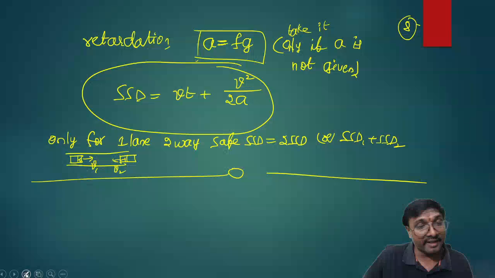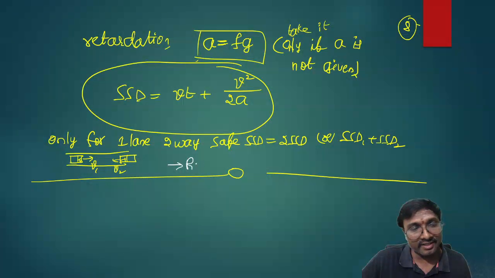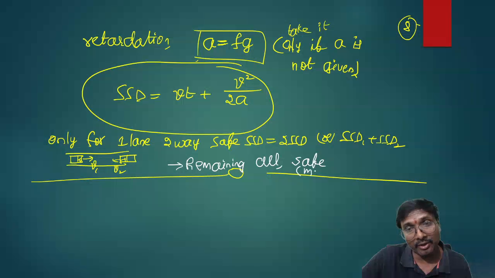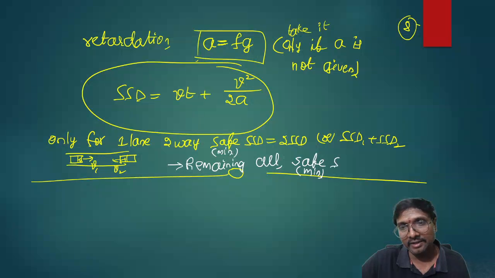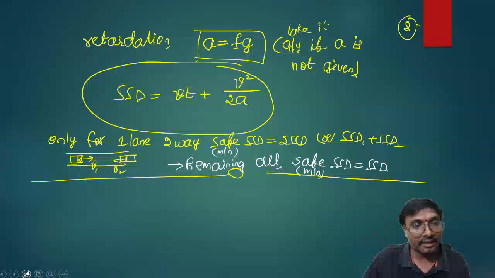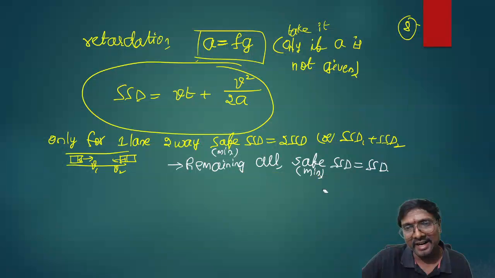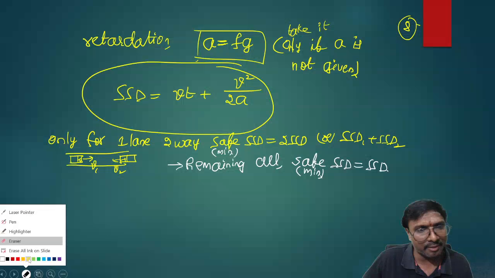Now for all the remaining conditions, what is the safe SSD? You can call it the safe SSD, the minimum SSD, or the required SSD as per IRC. The safe SSD is equal to one time SSD only. Now there are standard values of SSD given by IRC.